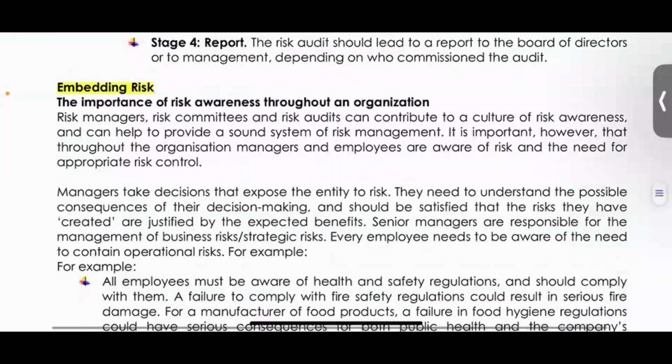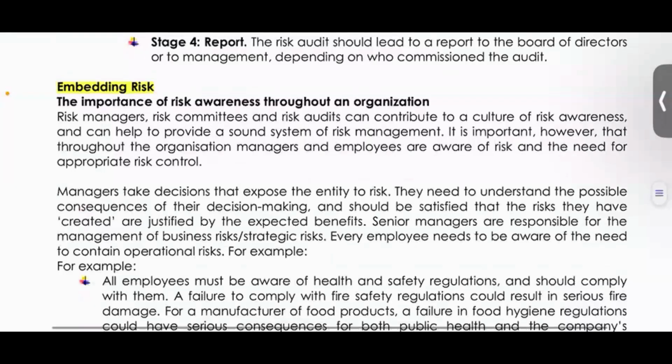So embedding risks, what does it mean to embed risks? In simple terms, it just means raising a culture of risk awareness. You understand? Raising a culture of risk awareness.